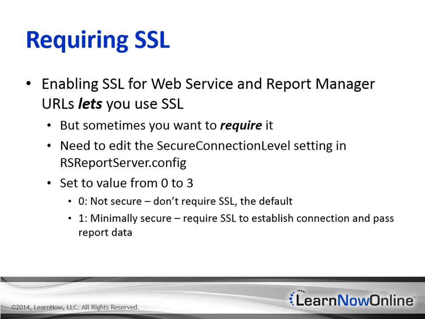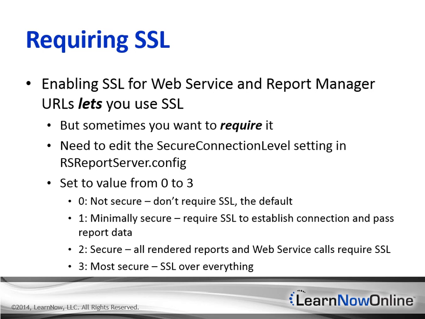Okay, then a value of 1 is minimally secure. This requires SSL for establishing connections and passing report data. It's still possible, though, for sensitive data to be sent from the client to the server before the server rejects the request. 2 is a little bit better. It's secure. All rendered reports and web service calls require SSL. And then level 3 is the most secure. It requires SSL for everything, including all SOAP API calls to reporting services. So let's take a look at how you can change this setting within the config file.